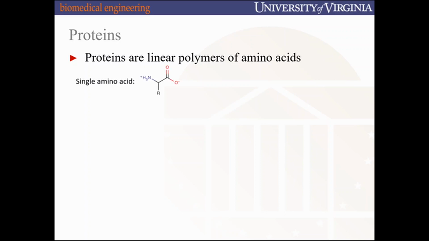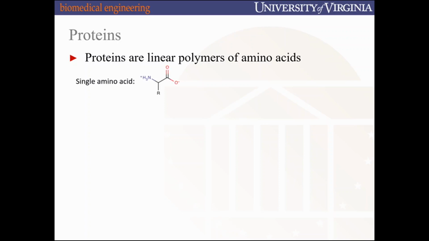All right, so that was lipids. Now let's move on to proteins. We'll cover this in much more detail on Thursday, but for now, let's just go over a few basics. Proteins are linear polymers of amino acids. A generic amino acid is shown here.